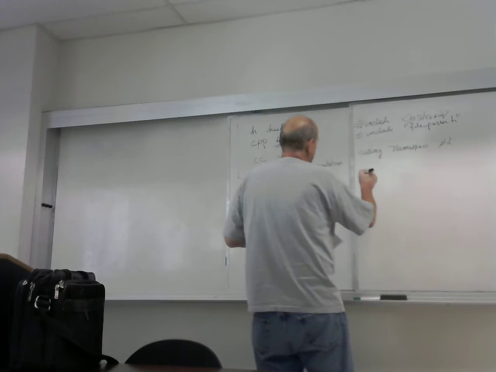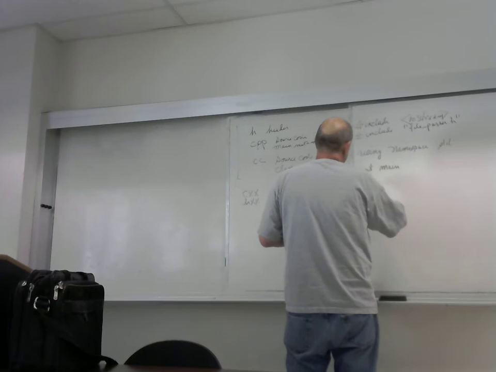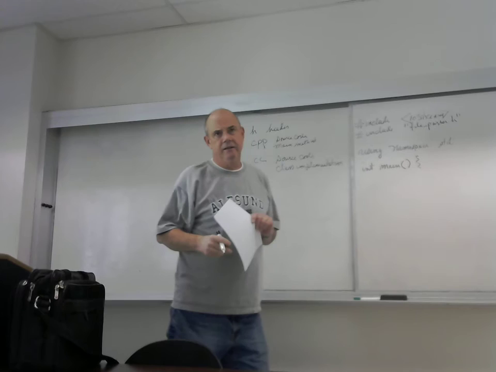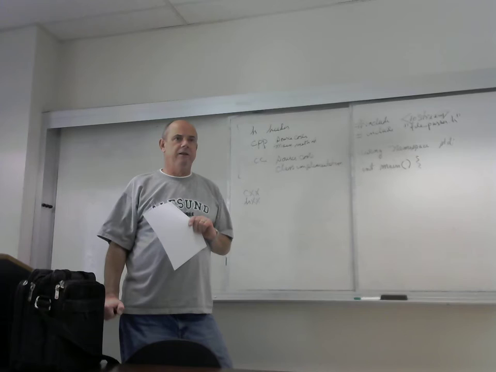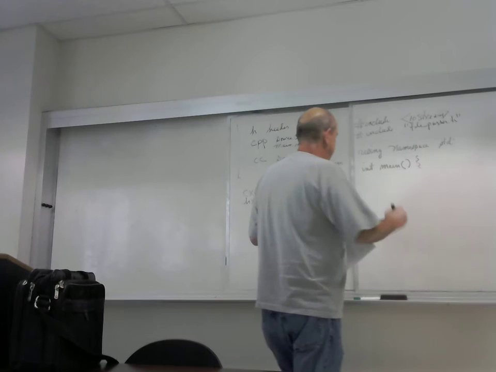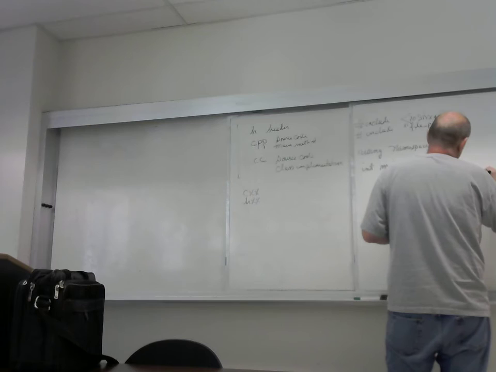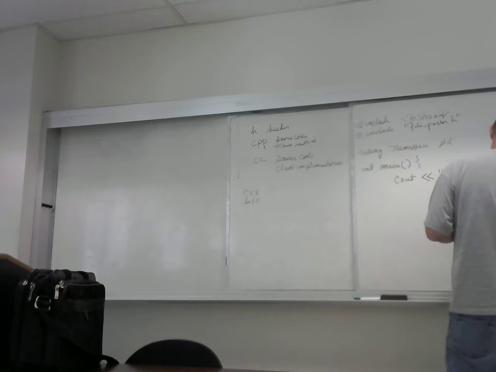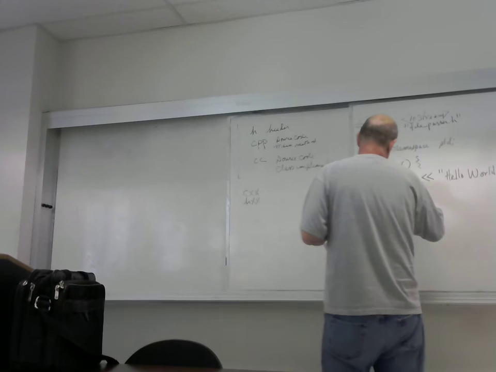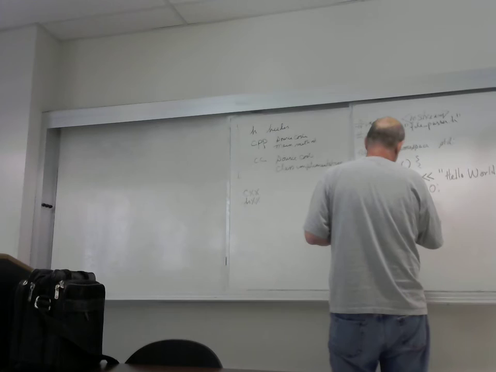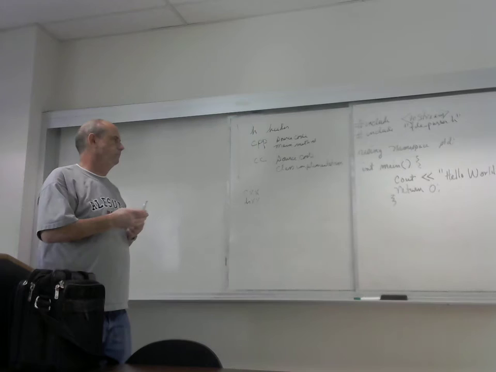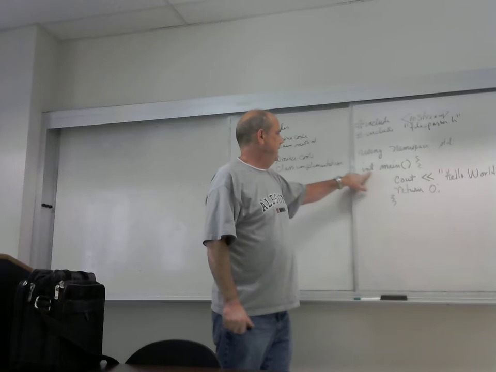Then you have int main. Not static, nor is it void, it has a return value. So you should always finish your main method by returning 0. So you do stuff here. Well, let's do a simple program. And there we have the simplest possible program. So main is a method that has a return value and you return 0.